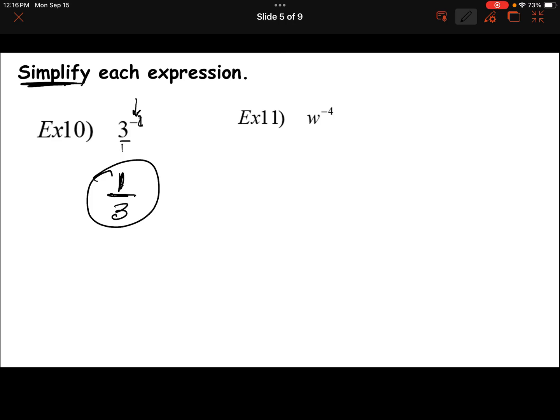W to the 4th means move it 1 over W to the 4th.